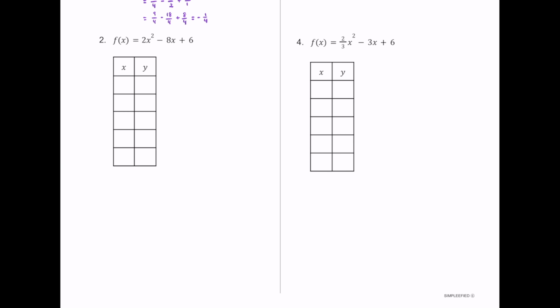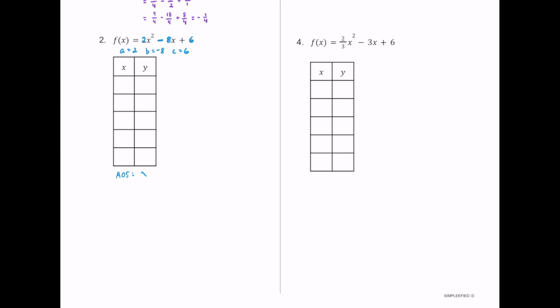So notice what our a, b, and c are here. We have a equals 2, b equals -8, and c equals +6. So I'm going to write that down: a equals 2, b equals -8, and c equals +6. Okay. So just like in that first practice problem, we're going to start with finding the AOS.